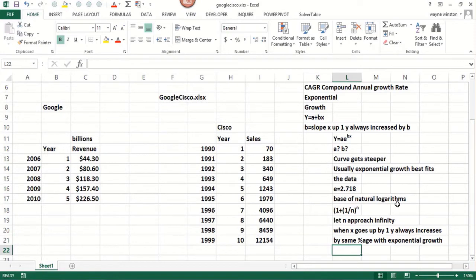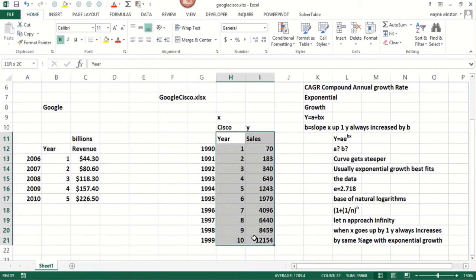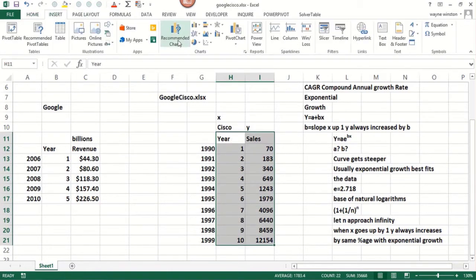Okay, so let's look at the Cisco data. We have the years 1990 through 1999. But if you want to fit exponential growth, you have to start with the first data point having x not be 1990, but x being 1. And then the sales would be y. So this is what we call a trend curve in growth of a product. But if you start with 1990, you get e to the 1990, which is too big a number. So when you fit exponential growth, don't use the actual year. Use, which in this case was 1990 through 1999, start with a 1.